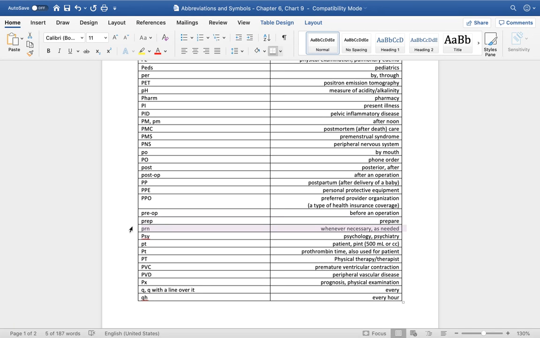PRN is as needed. Like if you take ibuprofen because you have a headache, you're not going to say, I took my first dose at 8 o'clock and every 4 hours I have to take another dose. No, you just stop whenever your headache is gone, right? So that is as needed. Psy, this is for psychology and psychiatry, which we know are two different professions, but the abbreviation pertains to both of them. PT, both lowercase, this can mean patient.